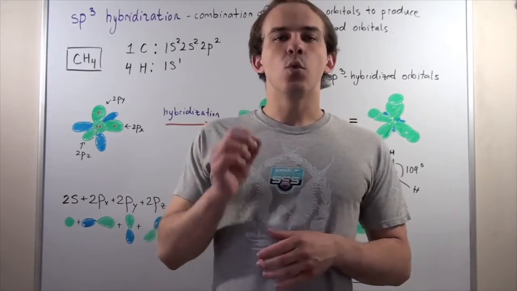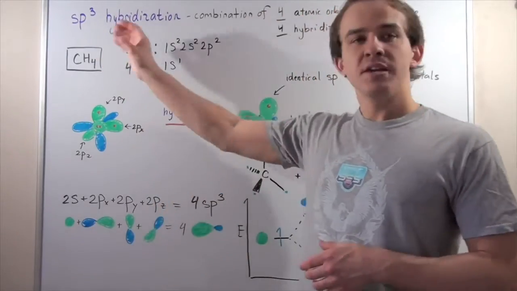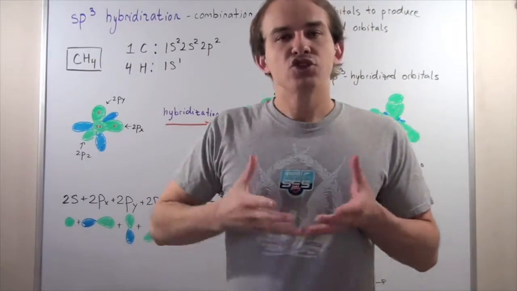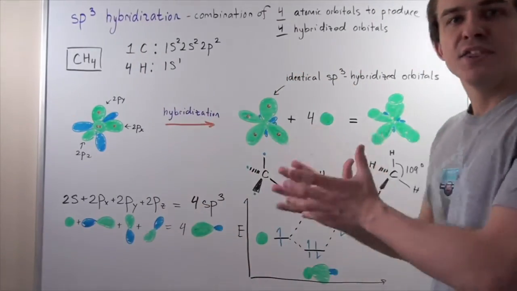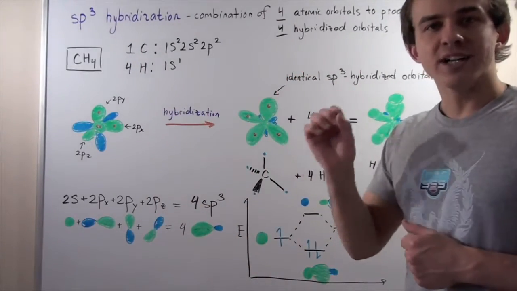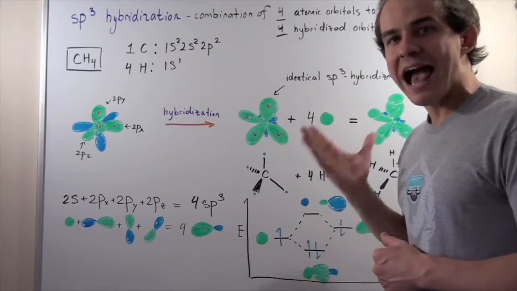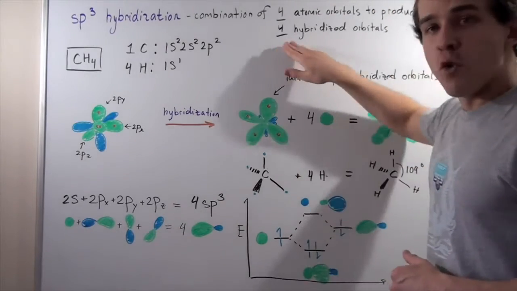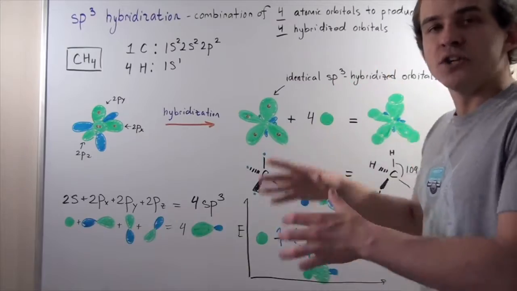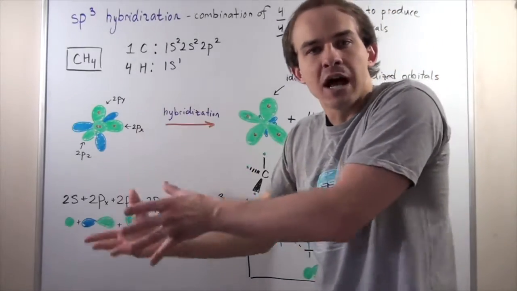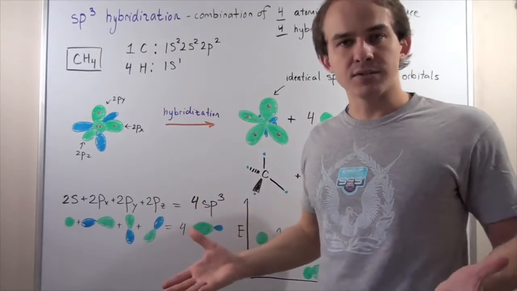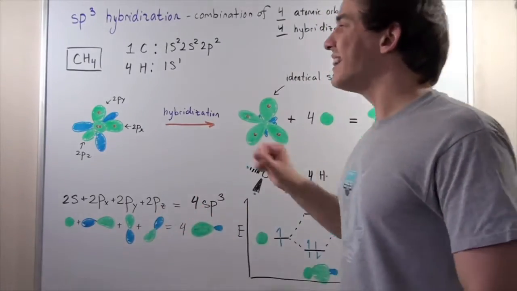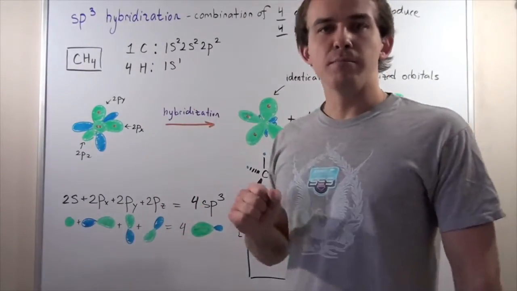So in this lecture, we're going to examine sp3 hybridization. So let's define it. Well, this is defined as simply the combination of 4 atomic orbitals in a given atom to produce 4 hybridized orbitals, which then can interact with other atomic orbitals of other atoms to produce covalent bonds. So to show this, let's examine the following methane molecule.